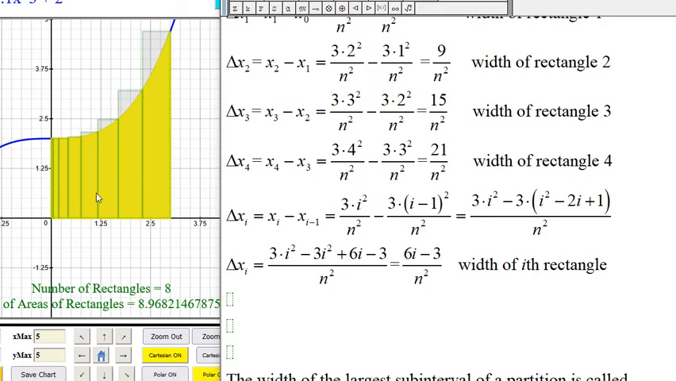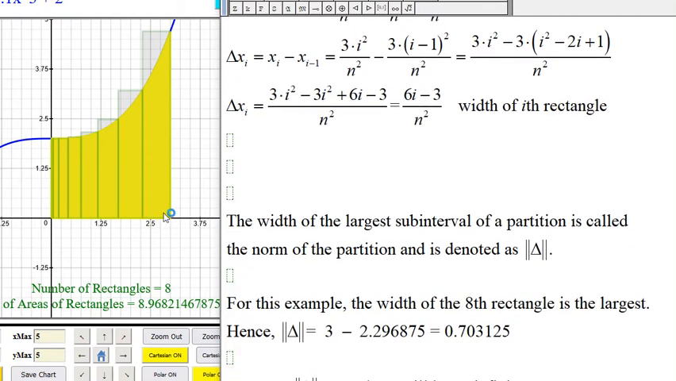For this particular example, if we want the width of the 7th rectangle, then it'd be 6 times 7, which is 42, and minus 3, which is 39, and then over 64, and so on. And for this particular partition, how we divide the interval from 0 to 3, the last rectangle has the largest width.